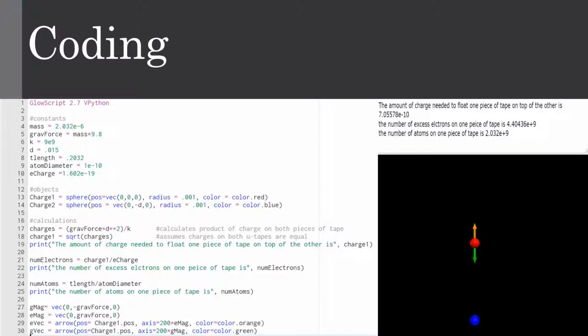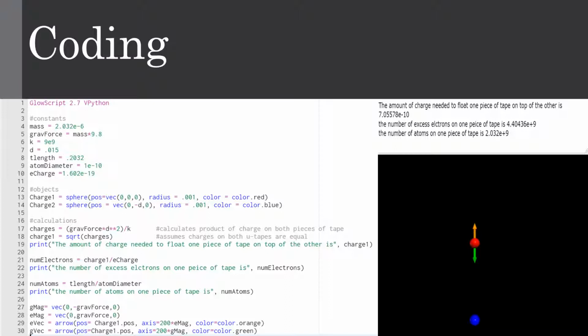The next part of the lab was to create a computational model of the results using Python. I did so by first creating my constants, then plugging them into the correct equations to solve for each of the necessary values. Those values were then printed in the text section of the program. Then, by modeling the tape as a point charge, I was able to create a model of the force vectors acting on the U-tape. Creating the computational model allowed me to verify my calculations.